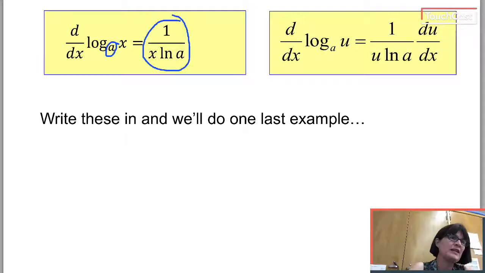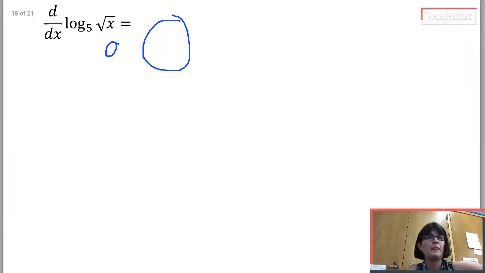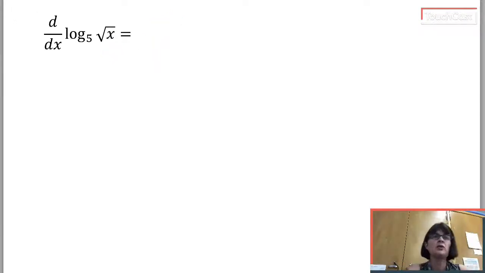If I'm going to use the chain rule, that's 1 over u times the natural log of a, u and natural log of a both in the denominator, times du/dx. So make sure that's in your notes paper. We'll do one last example. All right, so the derivative with respect to x of log base 5 of square root of x. Here, standing in for a, the base is the number 5. Standing in for u, the thing getting logarithmed, is the square root of x.